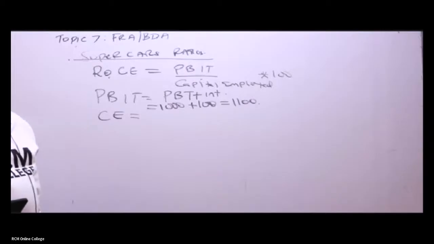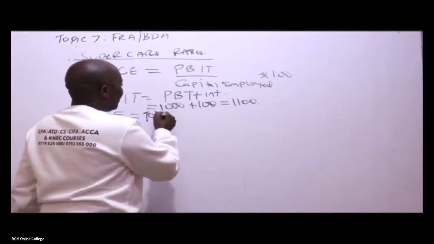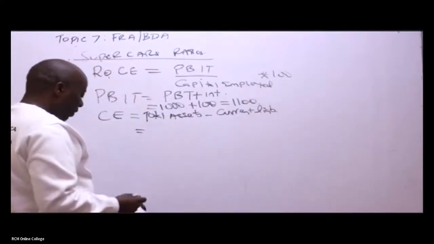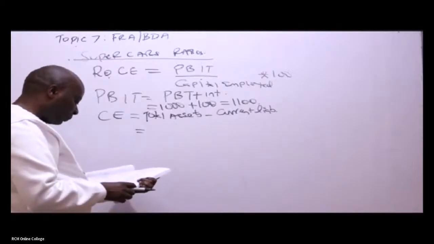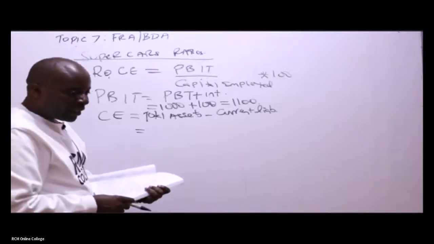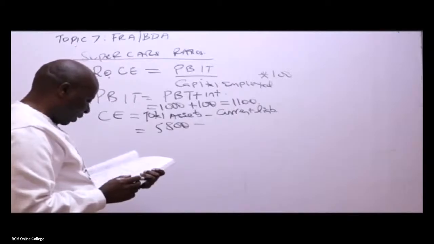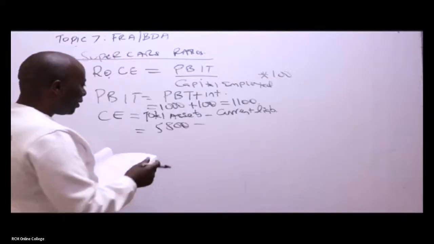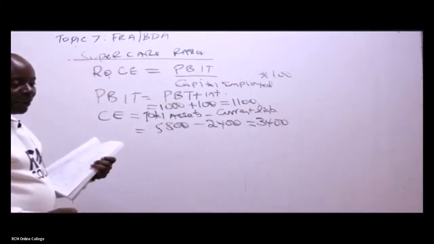So are they able to get these figures? How do we get capital employed? It's very easy. It is total assets minus current liabilities. Are you able to see the total assets for Supercars? The total assets are 5,800. How about the liability section? Are you able to pick the current liabilities? They are 2,400, because we have trade payables, current tax and bank overdraft. So when you subtract this from this, it gives 3,400, isn't it?